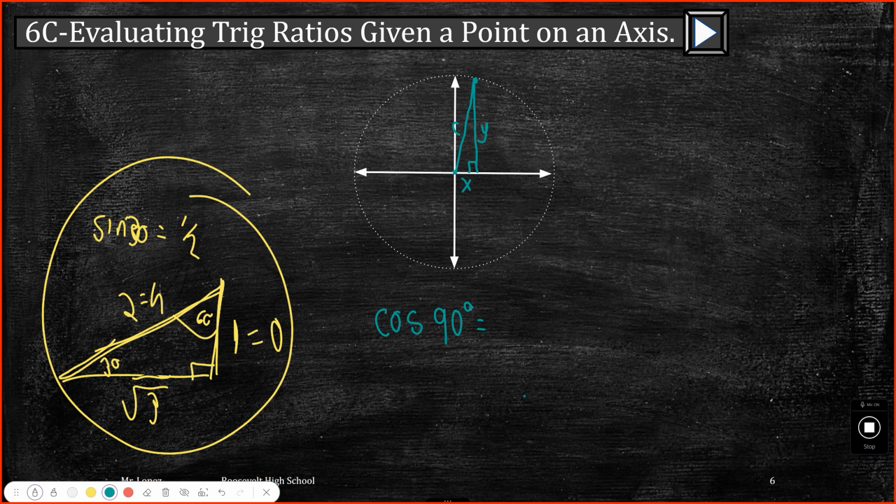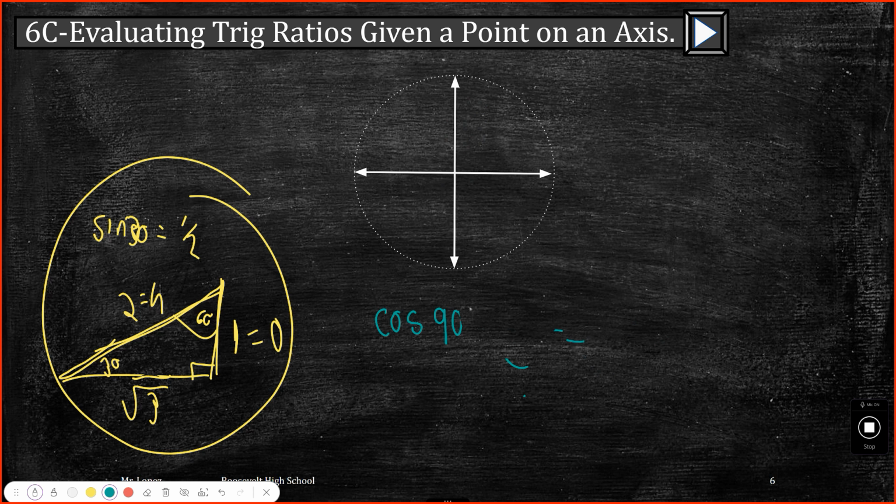Cosine is what over what? What letter over what letter? SOH-CAH-TOA: X over C. But eventually, when this point gets here, X becomes what? 0, yes, no? So this becomes 0 over some length, which is 0. So cosine of 90 is 0. All right, that's enough. Hopefully you get it.